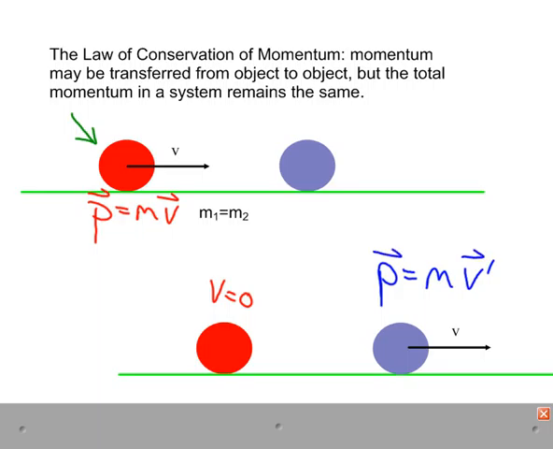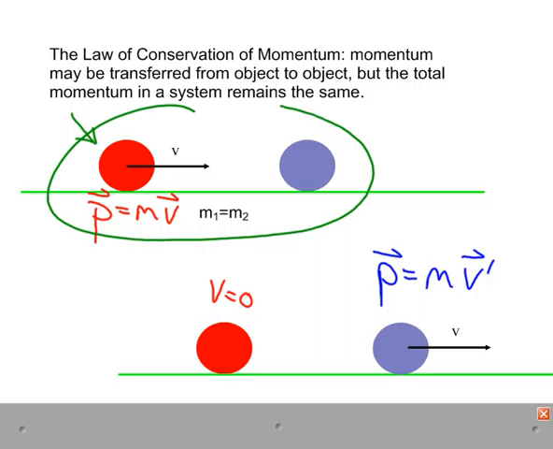So, assuming that the masses are the same between the red object and the blue object, you can see that the momentum of the red object before the collision is the same as the momentum of the blue object after the collision. The sum of all the momentum of the red and blue object before the collision is the same as the sum of the momentums of the red and blue objects after the collision.